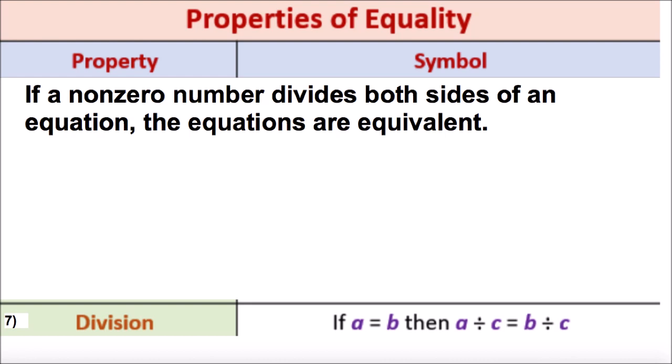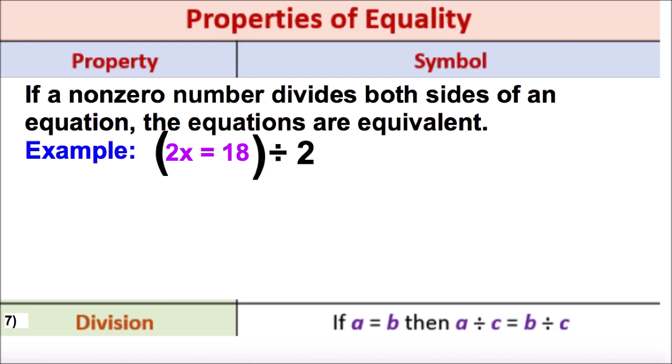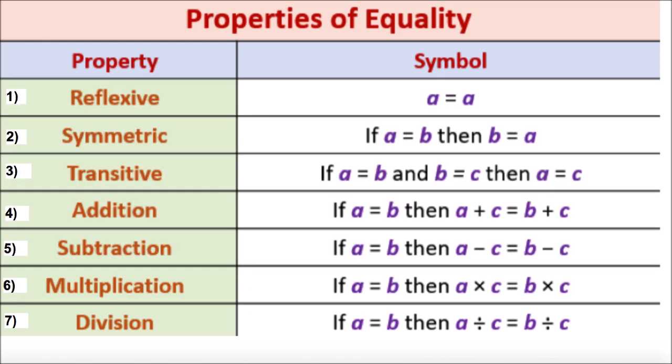Similarly, we have division. So if a non-zero number divides both sides of an equation, the equations are equivalent, such that if A equals B, then A divided by C equals B divided by C. For example, 2x equals 18, divide both sides by 2, equivalent to x equals 9. And those are all the properties of equality lined up together.